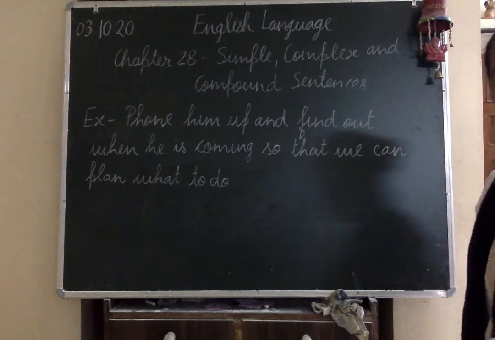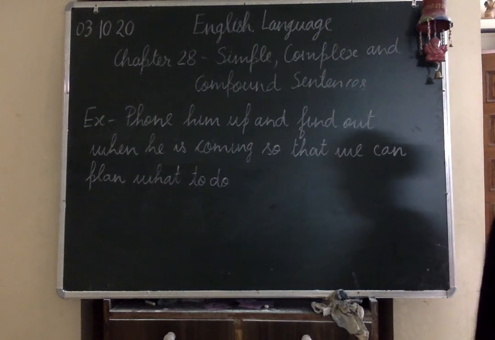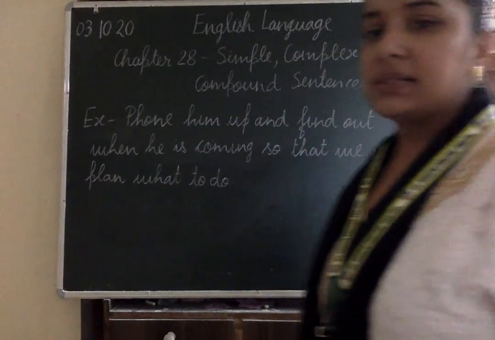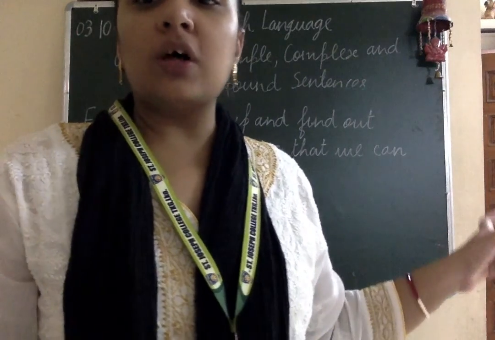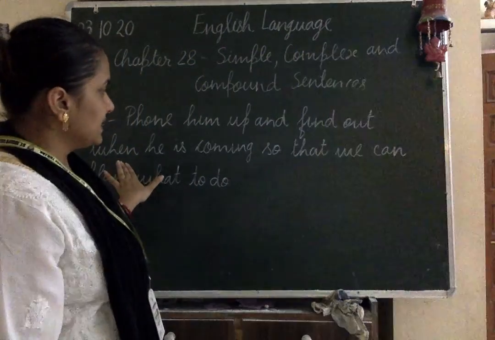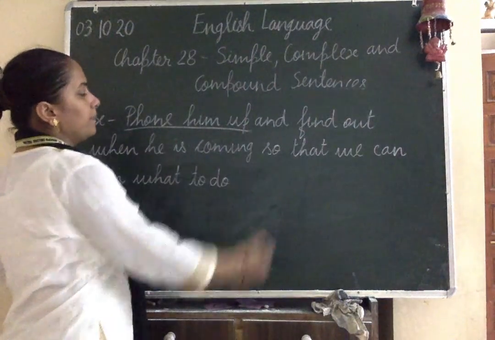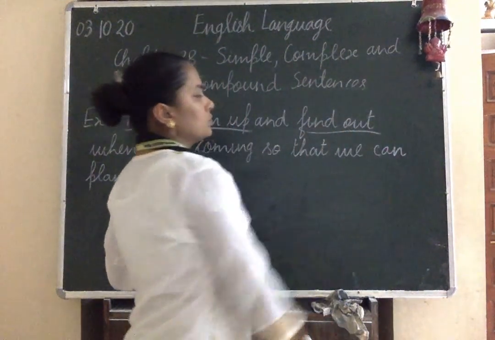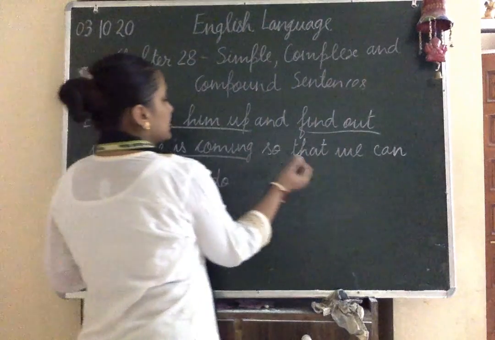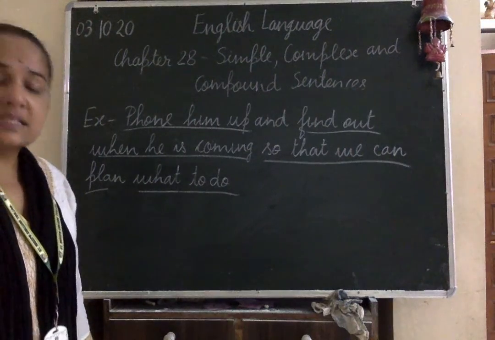plan what to do. In this sentence, there are two main clauses and three subordinate clauses. I told you this earlier so that you can understand the things easily when I find out the clauses in this particular sentence. Phone him up and find out when he is coming so that we can plan what to do. Phone him up and find out. These are the main clauses: when he is coming, so that we can plan, and what to do. These are the subordinate clauses.